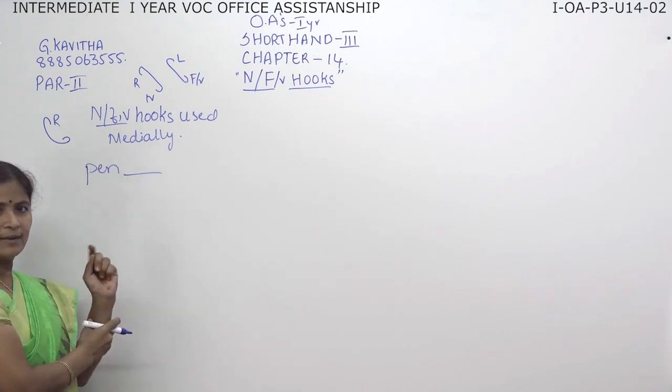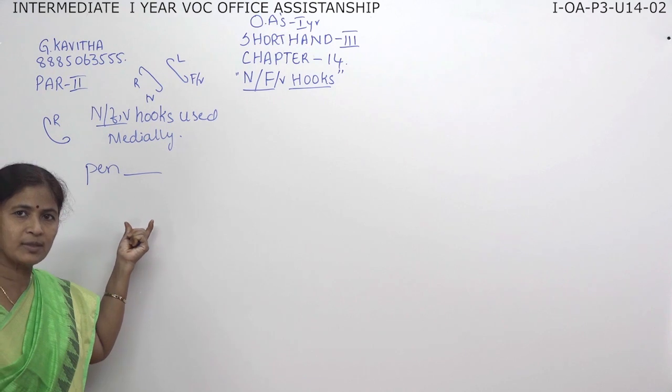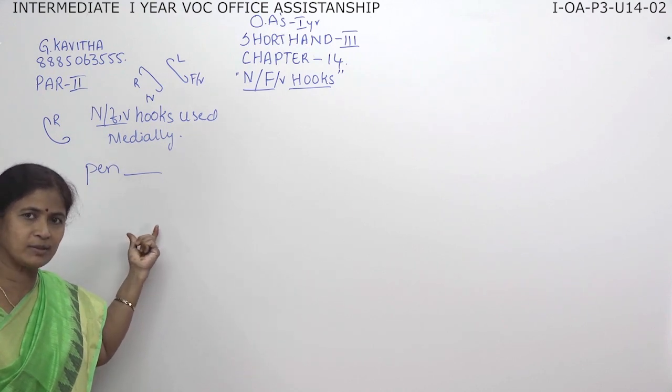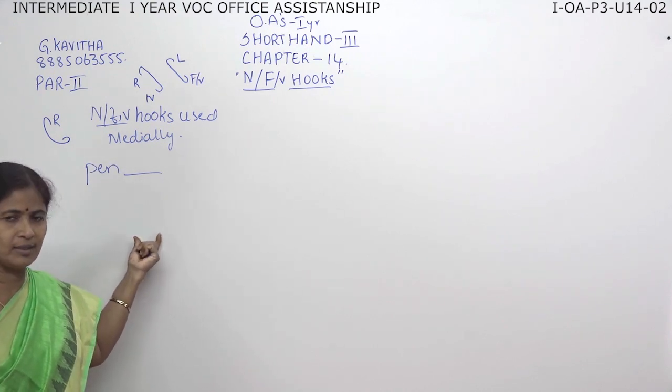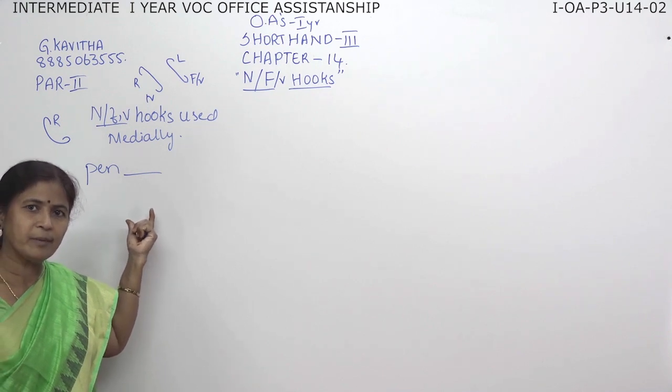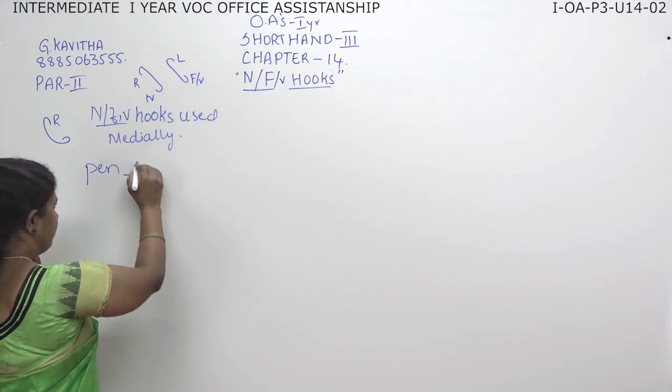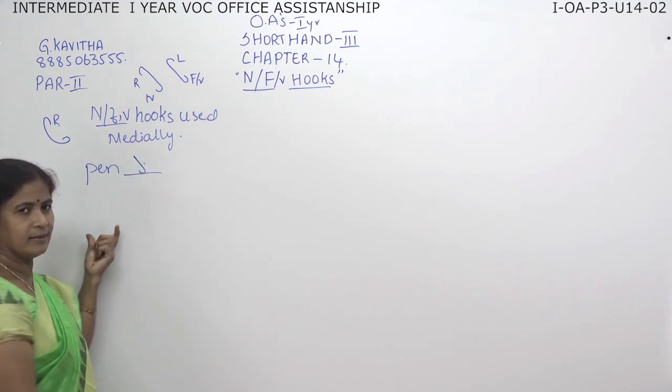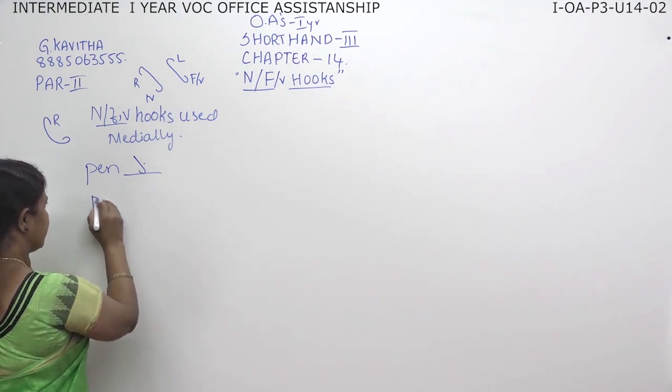Now pen. When is N coming? ఎప్పుడు వస్తుంది మనకి N hook? N sound ఎప్పుడు వస్తుంది? వర్డ్ చివర్లో వస్తుంది. ఎలా రాయాలి? స్ట్రైట్ స్ట్రోక్స్ కి P and N hook. P and N hook is pen. Okay. Plenty.